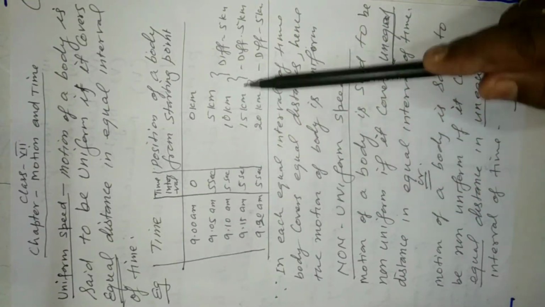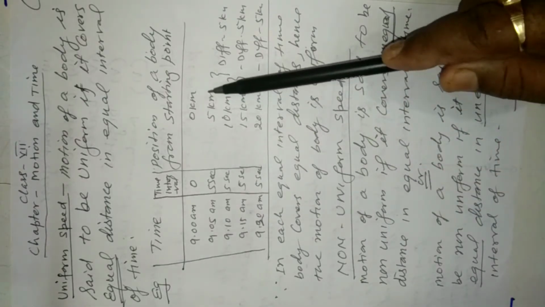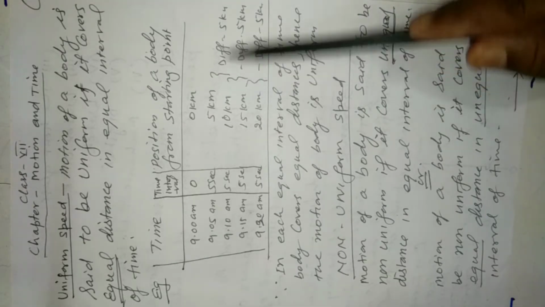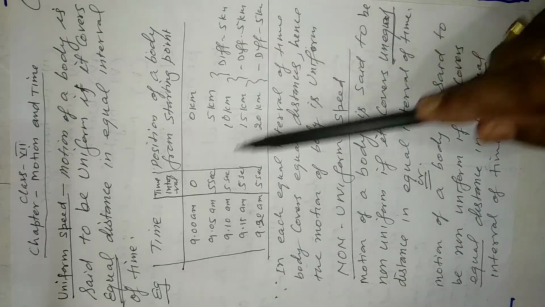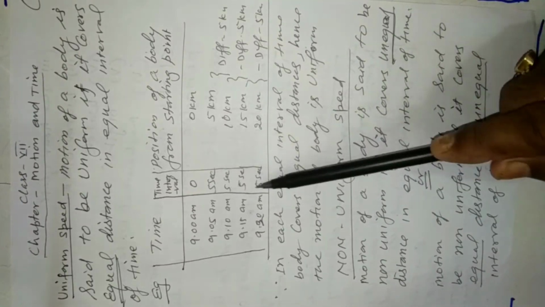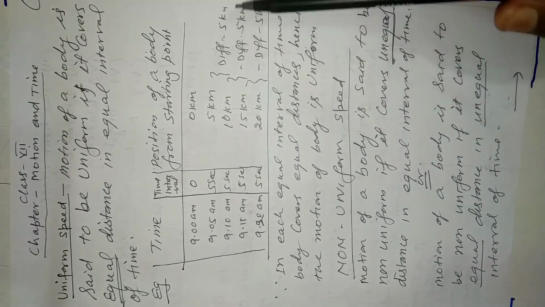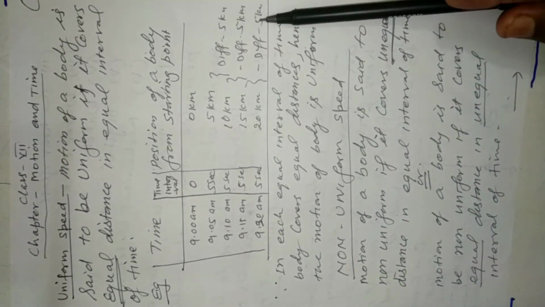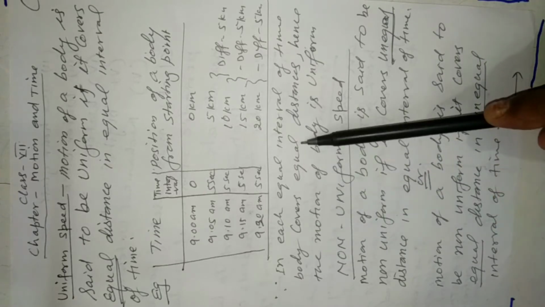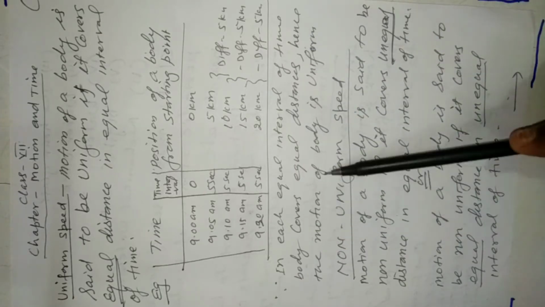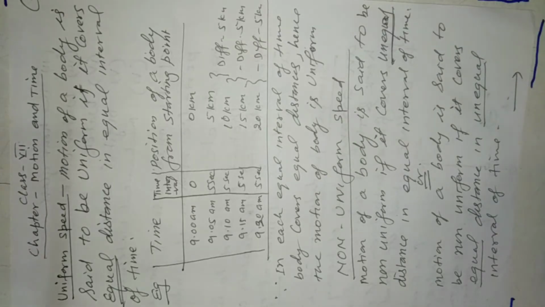Similarly here it is given. You can see here also the difference in distance is 5 kilometers, here 5 kilometers, here 5 kilometers. So the time interval is 5 seconds in each interval. The time is the same and the distance covered is also the same. Therefore in each equal interval of time the body covers equal distance, hence the motion or the speed of the body is said to be uniform.